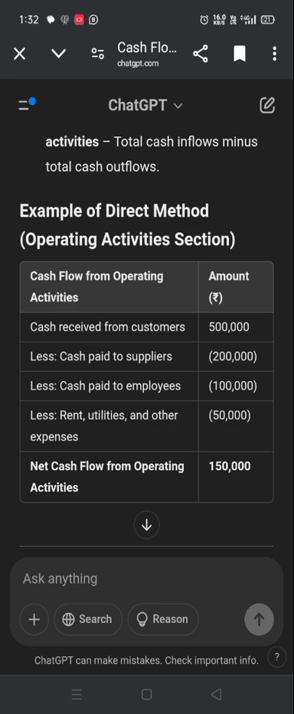Then what is inflow? Cash received from customers, that is inflow. What is outflow? Cash paid to supplier, outflow. Cash paid to employees, outflow. Rent, utility and other expenses are to be considered as outflow. Then the net cash flow from operating activities is inflow minus outflow, that is 150,000.